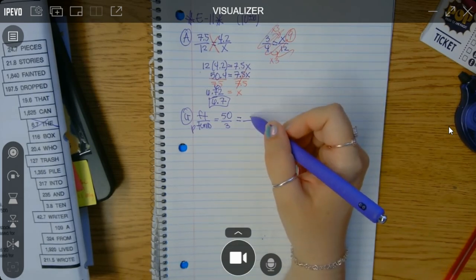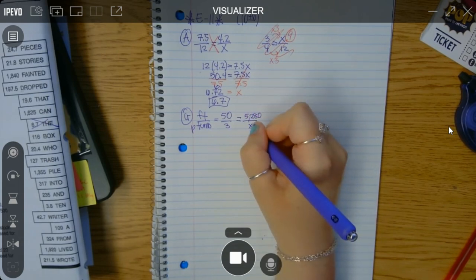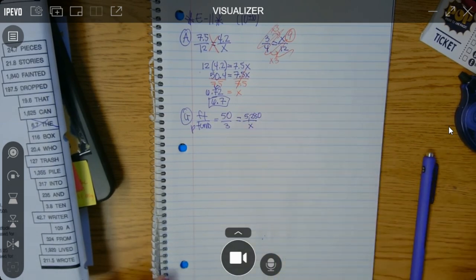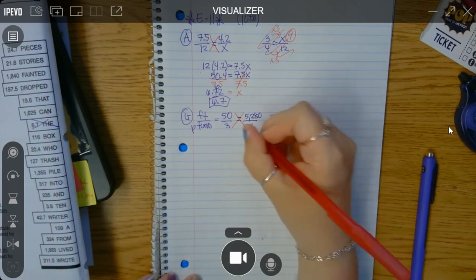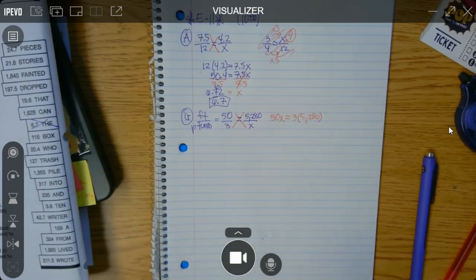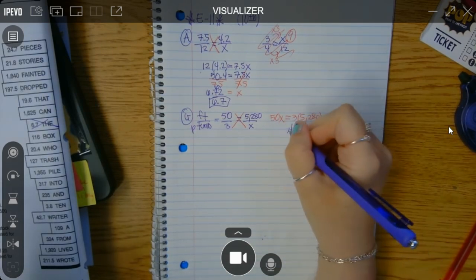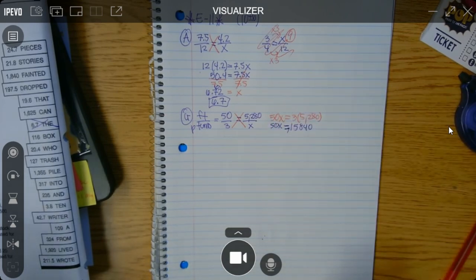Where do I put that 5,280? Yeah, on top, because that's where the feet are. And then we don't know how many pedal turns go with that many feet. If you could do the shortcut, great. If not, you can always fall back on the cross products. So 50 times x equals 3 times 5,280. When you type that into your calculator, you do 3 times 5,280, and you get 15,840, okay, equals 50x.